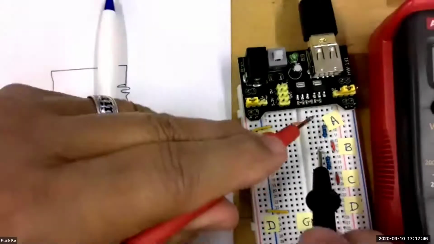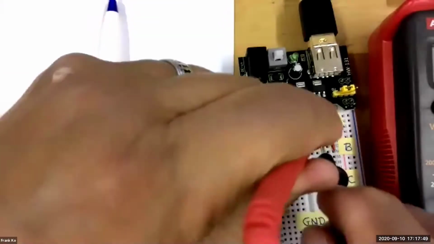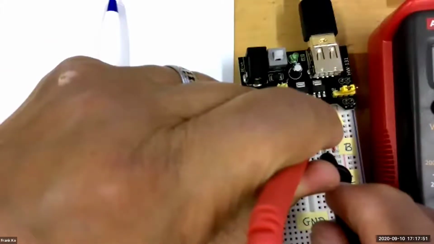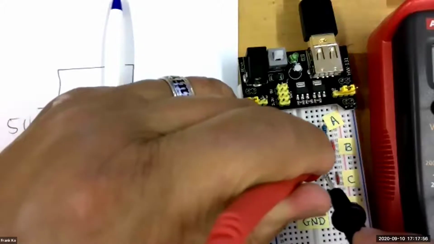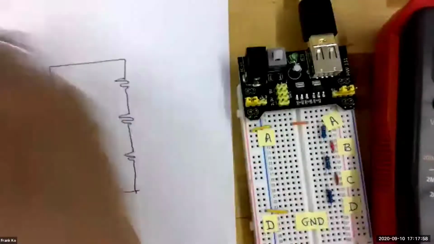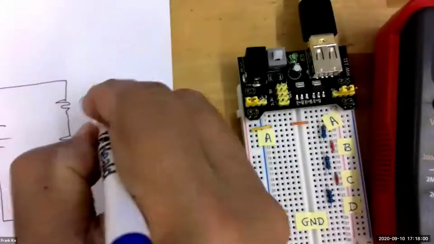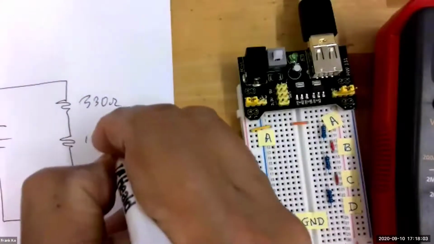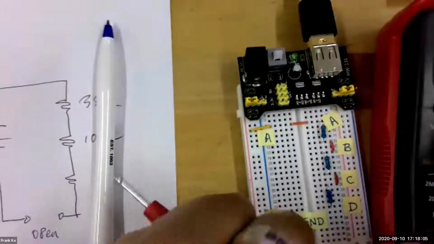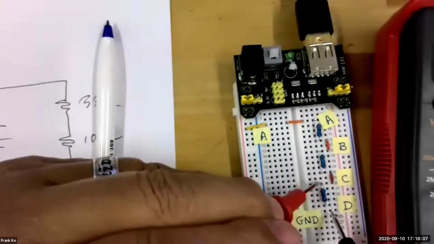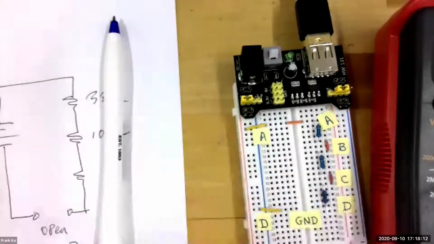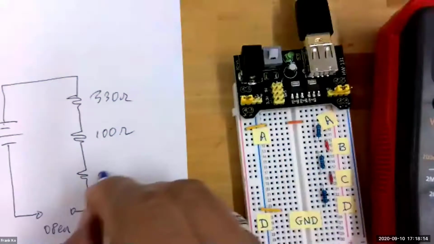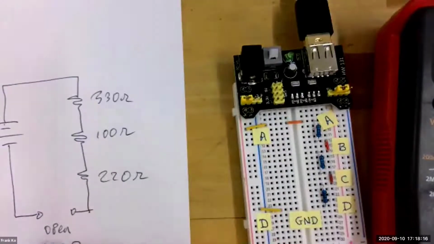And so the first guy, 330. Second guy, 100. So I have 330 ohms, 100 ohms, and last guy probably 220. Yeah, close to 220. 220 ohms. And over here I happen to have infinite ohms.